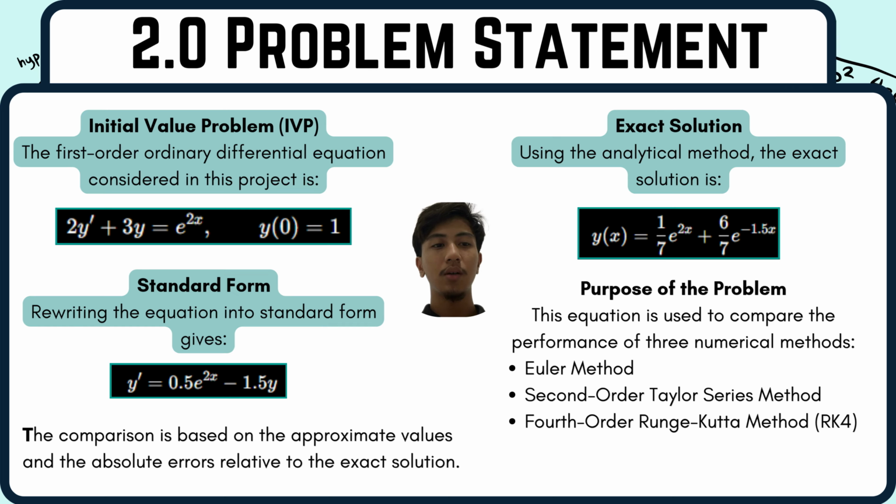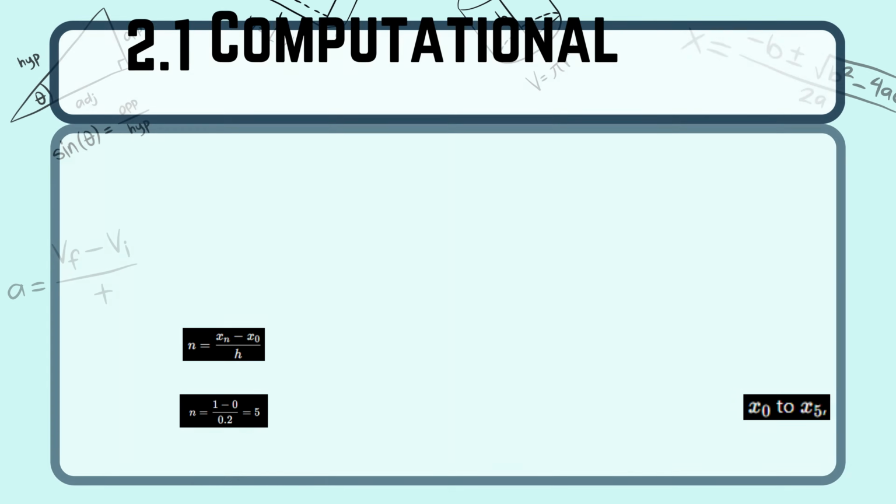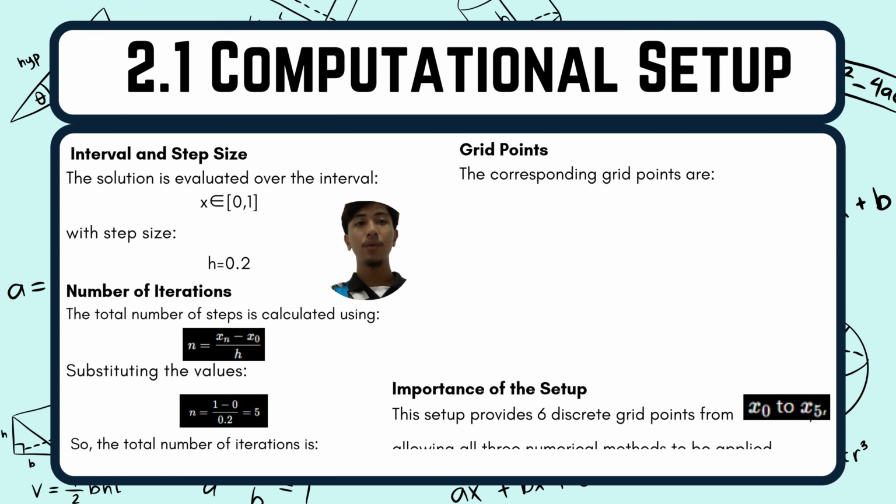The solution is y(x) equals 1/7 e^(2x) plus 6/7 e^(-3/2 x). Okay, next, 2.0 problem statement.